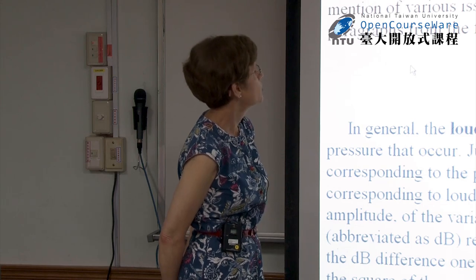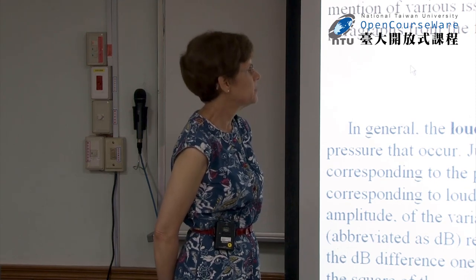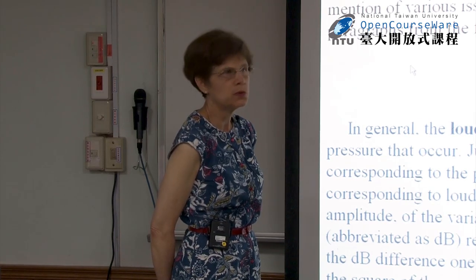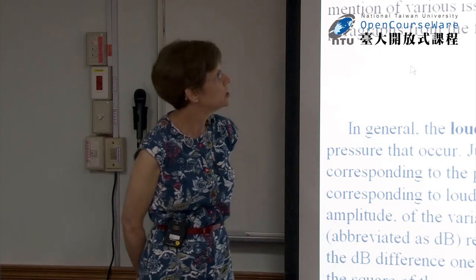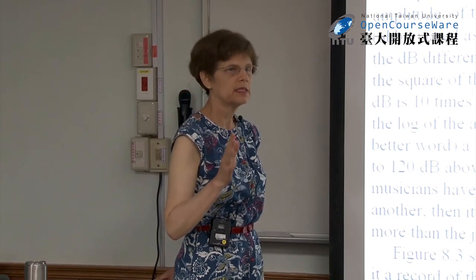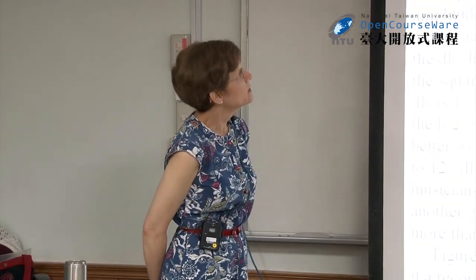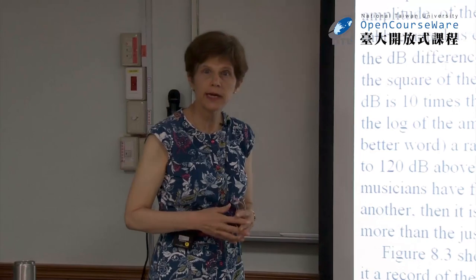One is the mention of various issues relating to amplitude and intensity. In the earlier editions, he had these paragraphs about amplitude, in Chinese 振幅, and intensity, 强度. The following 2 paragraphs from the 4th edition do not appear in the 5th or 6th. So here we go. This will probably be confusing, but see if you can understand as much as you can as you go along. In general, the loudness of a sound depends on the size of the variations in air pressure that occur. So far, so good, right?